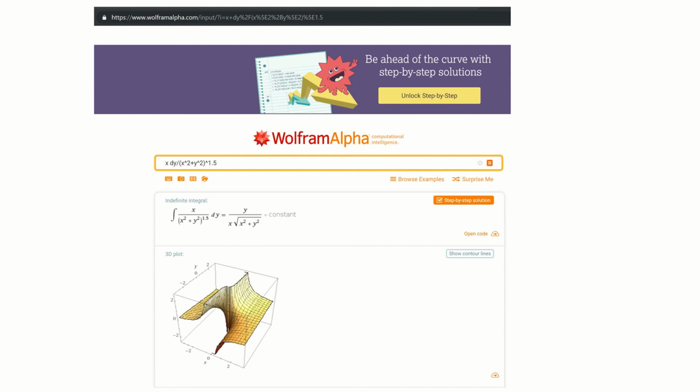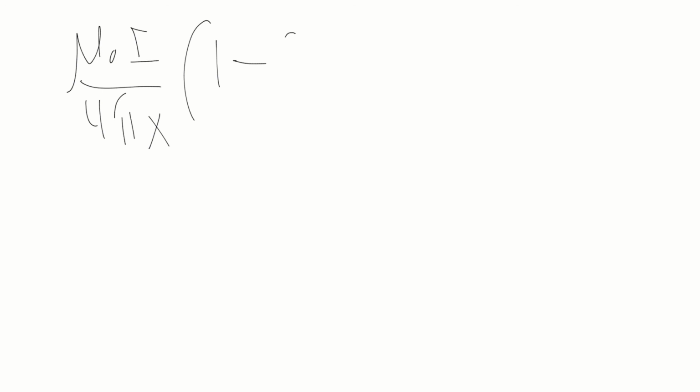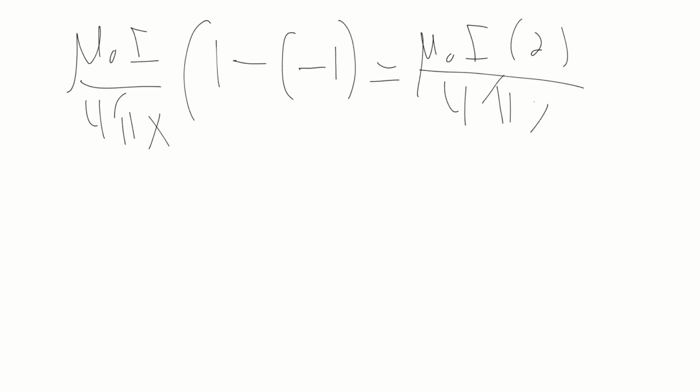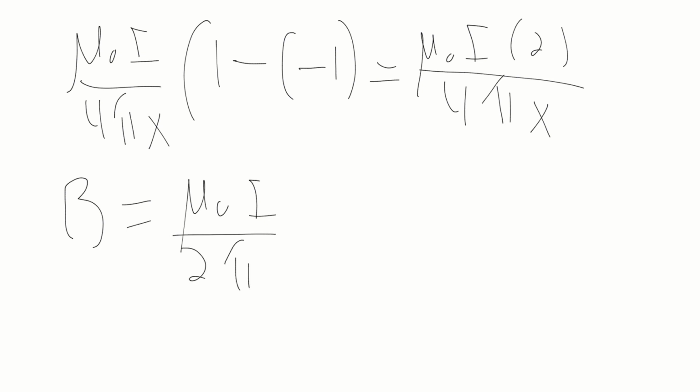So that means we're going to end up with the following. I'm going to go to a second page to do it. Again, I'm going to rewrite that stuff. Mu naught I over 4 pi. Remember, I factored out the x. And my fraction is just going to be 1 for infinity minus my fraction for negative infinity, negative 1, which is going to be mu naught I times 2 over 4 pi x. When I do all that, it means that B is going to be mu naught I over 2 pi x.